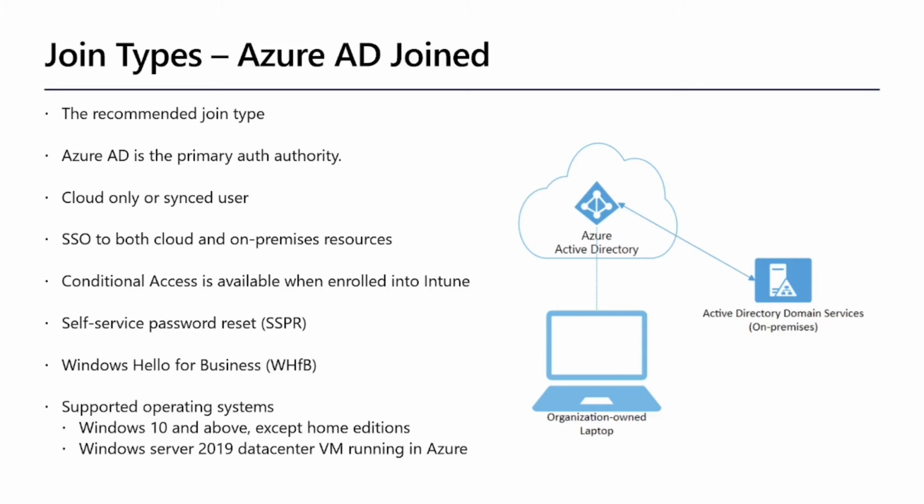In this join type, conditional access policies are available, which means admins can control the access to cloud services using conditional access policies if the devices are enrolled and compliant to Intune policies. Users can use self-service password reset and Windows Hello for Business as passwordless authentication. The supported operating systems are Windows 10 and above, except Home editions, and also Windows Server 2019 data center version virtual machine that is running on Azure Active Directory platform.